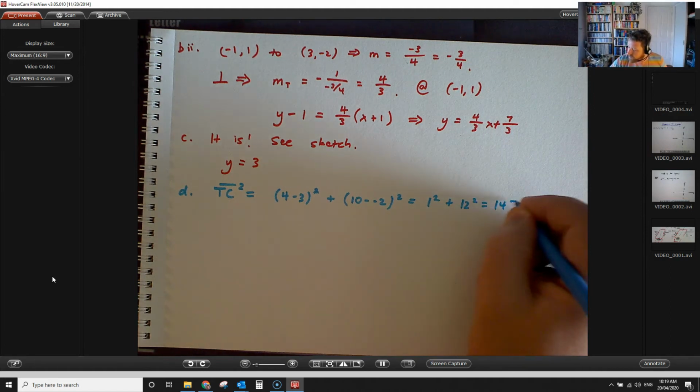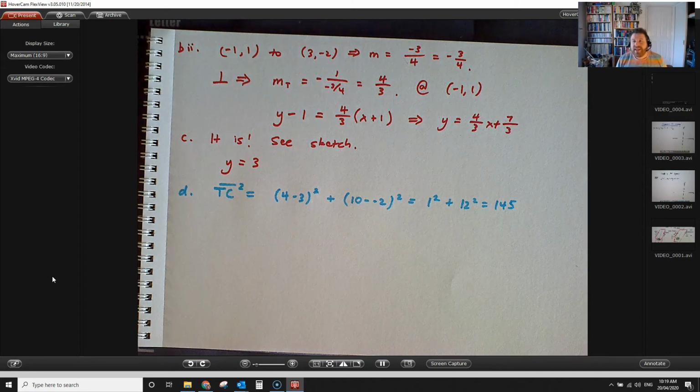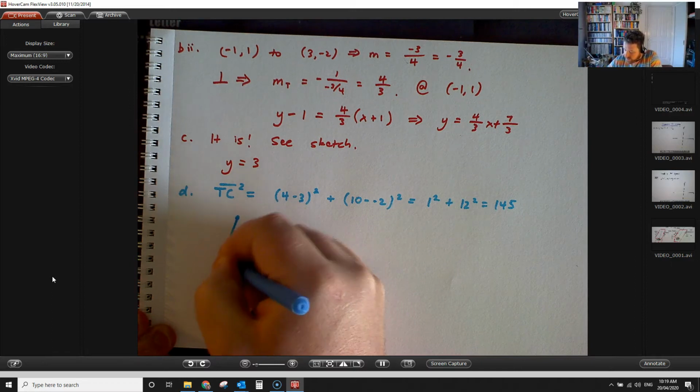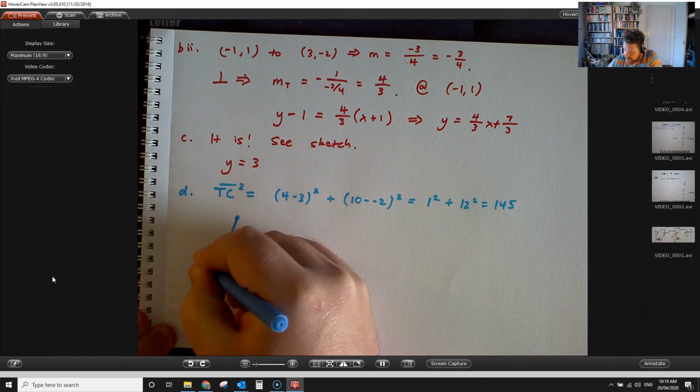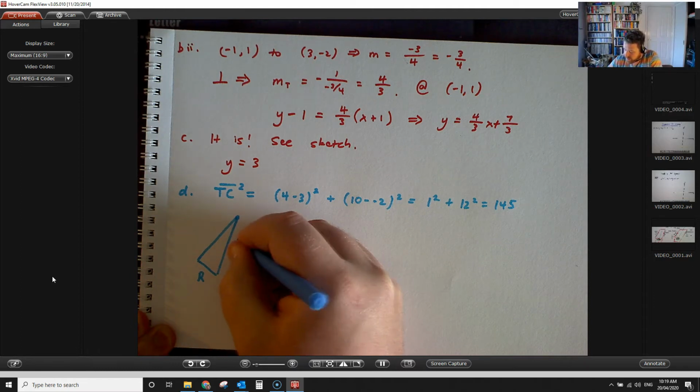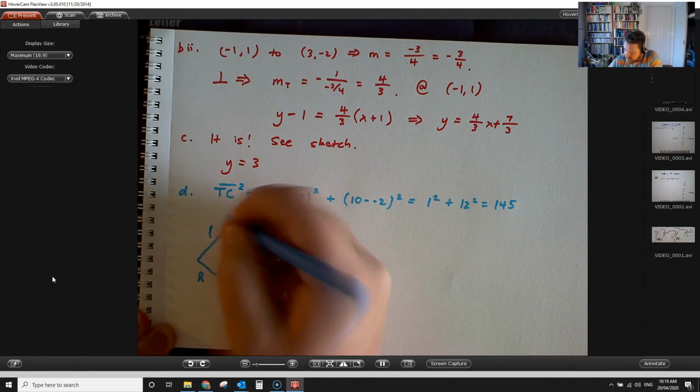equals 145. Alright, now you might think I should take the square root of that, but I'm actually just going to leave it squared because I know in the next little part I'm going to use it in squared form. Right, so we know we've got this triangle that kind of looks like this. This bit here is a radius, this bit here is TC, and this is the length that we actually want.